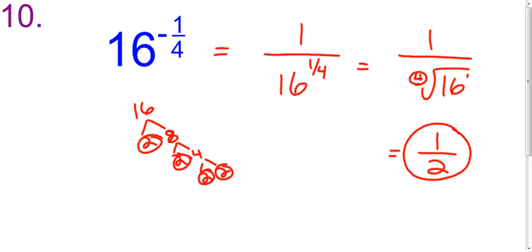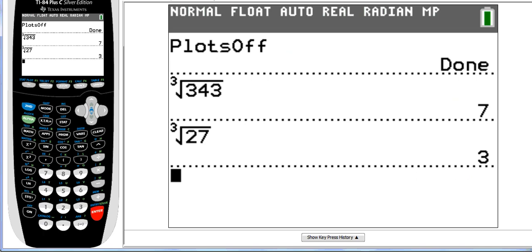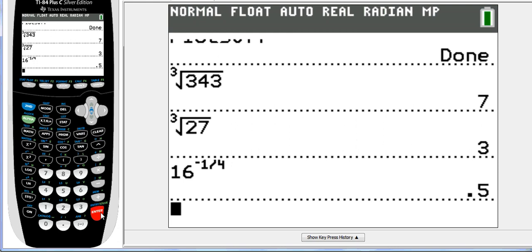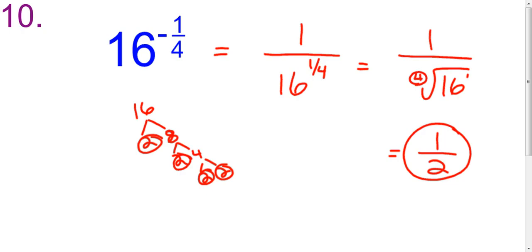I will show you how to do these on your calculators too, just to help you check your answers, but you do need to know the properties behind these, and you are going to have to show your work on a test. So if I wanted to check this, I could go 16 to the, and then type in -1 divided by 4, and it will give me 0.5, which of course we know is 1/2. Okay, and then if you hit math enter, it will even give it to you as a fraction.